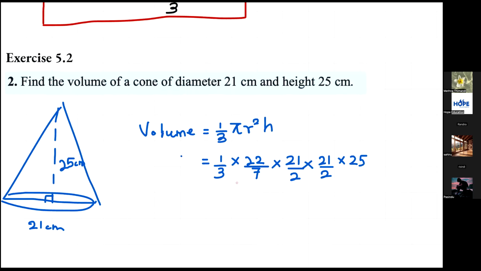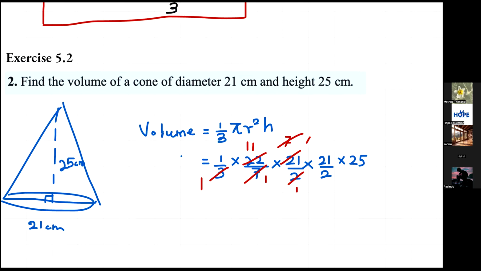Then let's do the division and multiplication. 3 times 1 is 3. 3 times 7 is 21. 7 times 1 is 7. 7 times 1 is 7. 2 times 1 is 2. 2 times 11 is 22. Anything else that we can simplify? No. Yeah, I think so. Let's check.